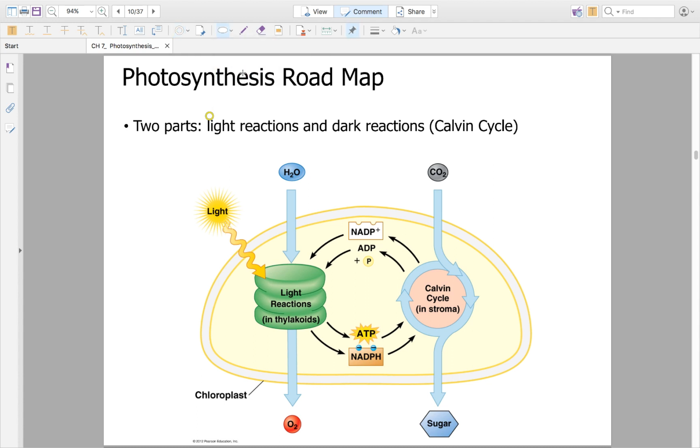Aha, there it is. Okay, we have light reactions and we have dark reactions, aka the Calvin cycle. Now this roadmap, why is it important? Because it's a good reference point after we've learned all of the details. I want you to always go back to this roadmap and just put things into perspective. All right, so this is what's going on.